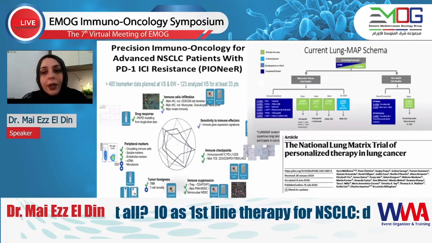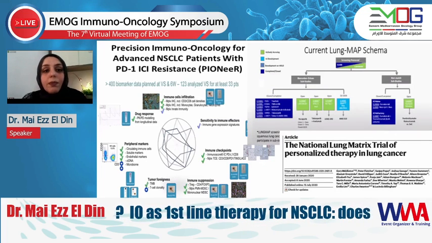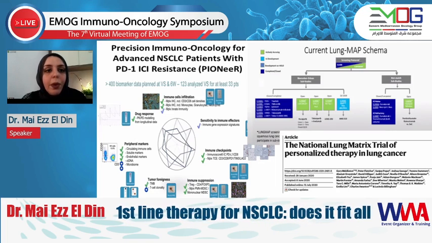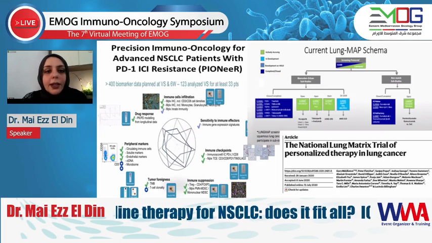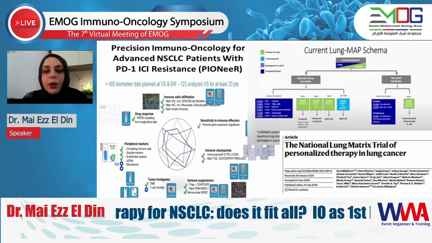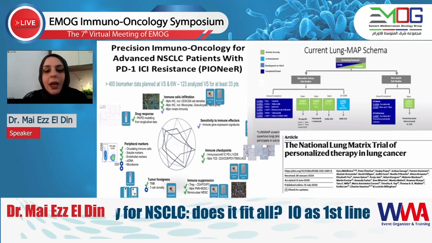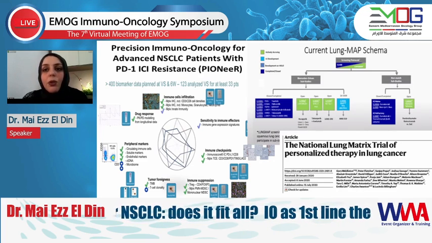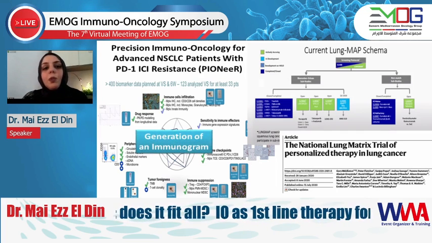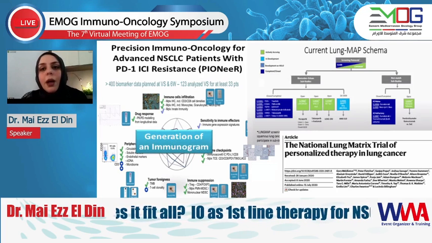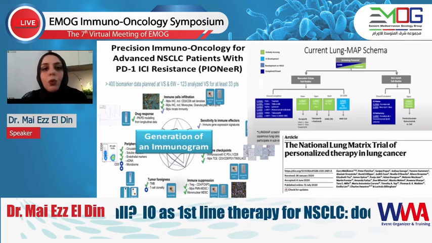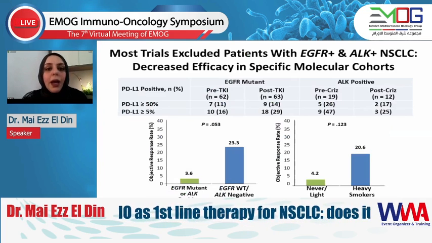We're trying to make it fit. Of course, great work is being done by leaders in the field with the PIONEER study, looking at different ways of trying to form a map, and the National Lung Matrix. A lot of work is underway trying to form an immunogram, to see which patients will benefit from an IO as a mono, as a doublet, with chemo, or coupled with a TKI or another agent, perhaps.